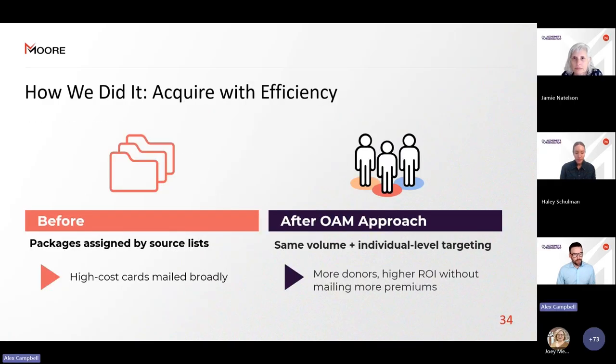And how we did it. So before, packages and those decisions were assigned by the source list of donors that have been selected to receive an acquisition campaign. High cost cards were mailed more broadly, and using the offer assignment model at the same volume, we instead had individual level targeting, generating more donors, higher ROI without having to mail any more premiums. So package mix stays the same in this case as it otherwise would have been, but we're getting over 10% more responders.